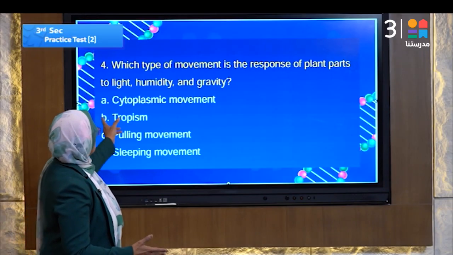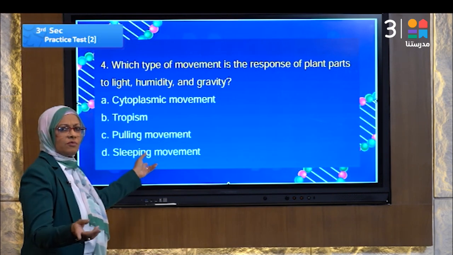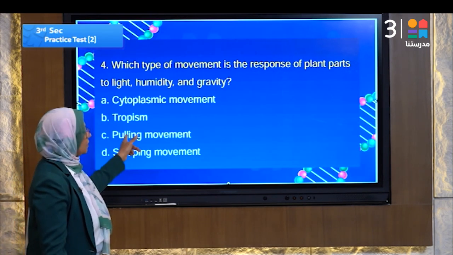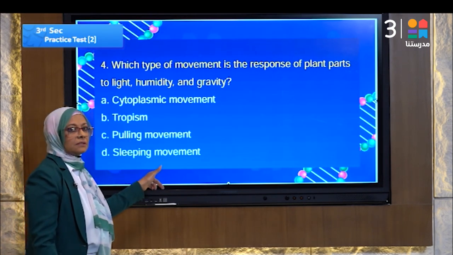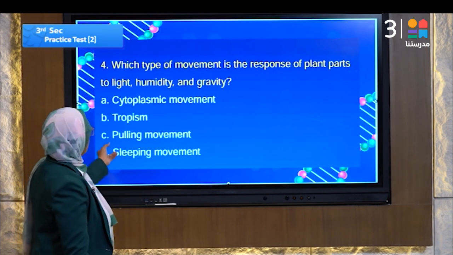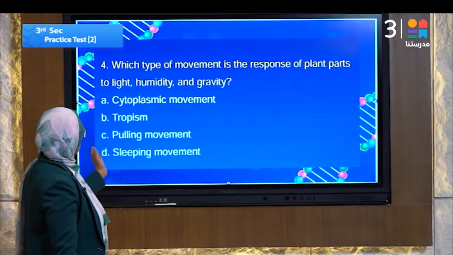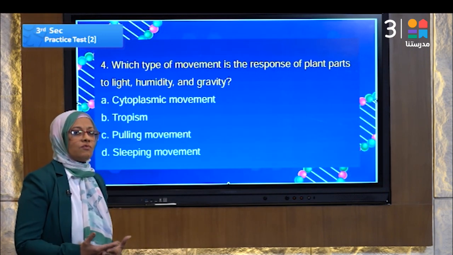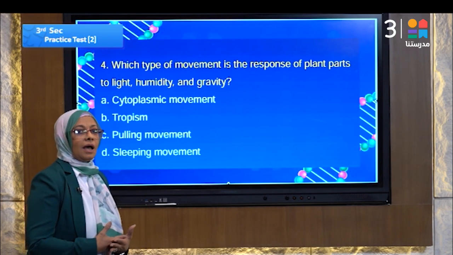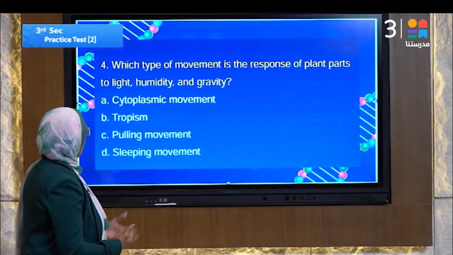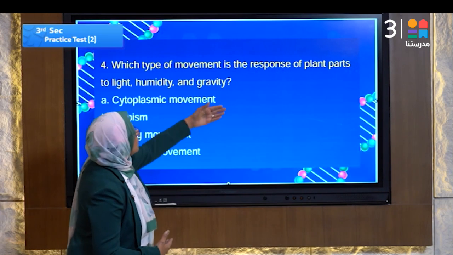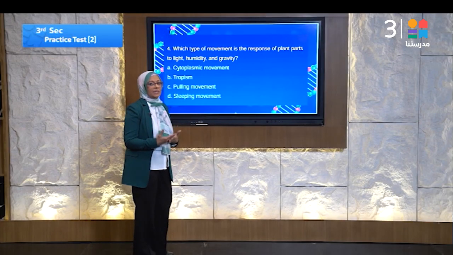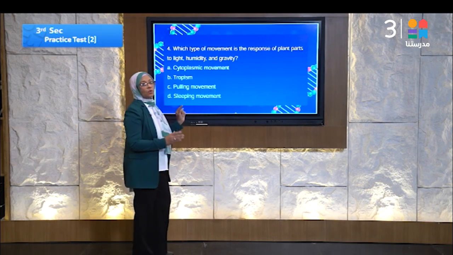Number A, cytoplasmic movement. Does cytoplasmic movement go to the sense? No. B, tropism. Tropism is the sense of the plant. Not yet. C, pulling movement. D, sleeping movement. Sleeping movement is a movement. No. I try to find how the plant responds to light, humidity, and gravity. So the answer must be B, tropism.